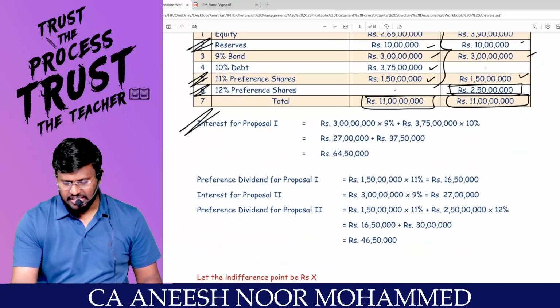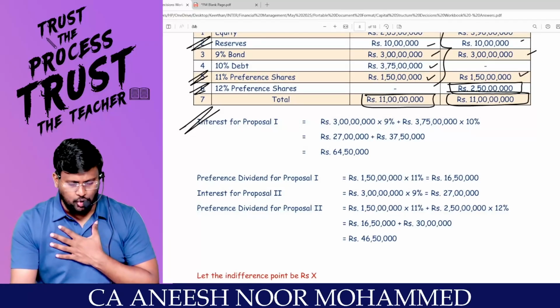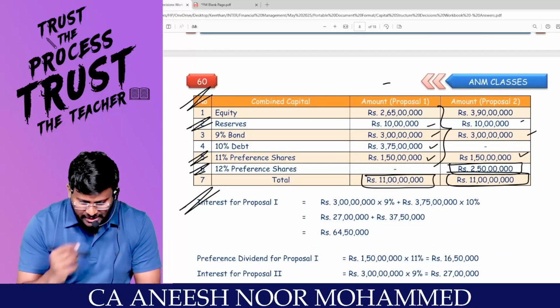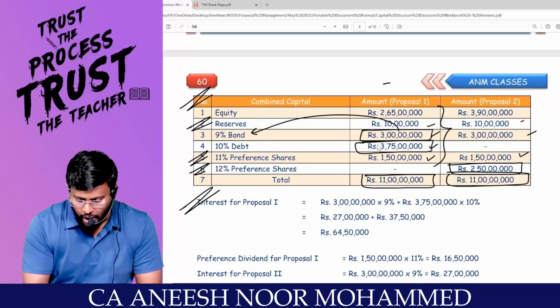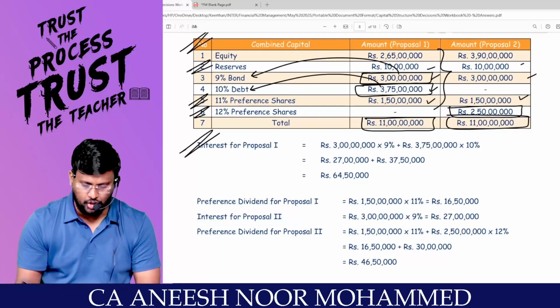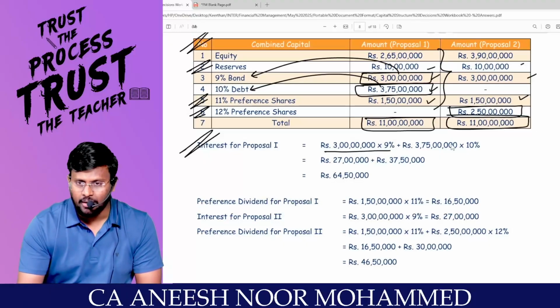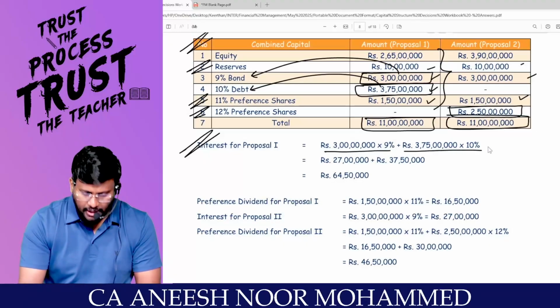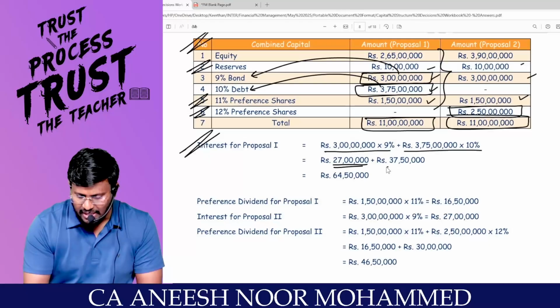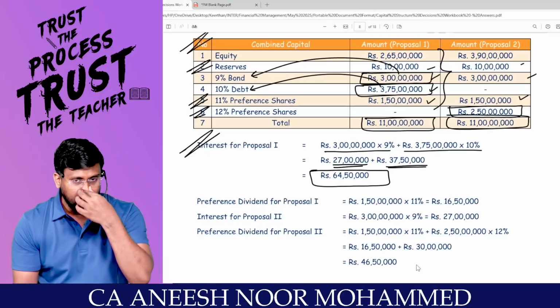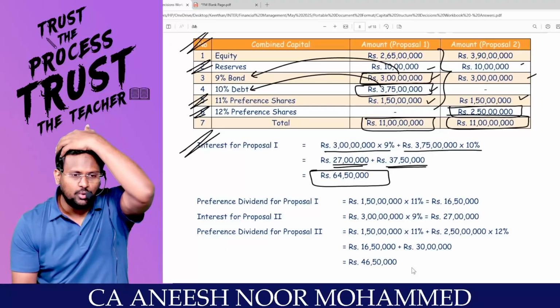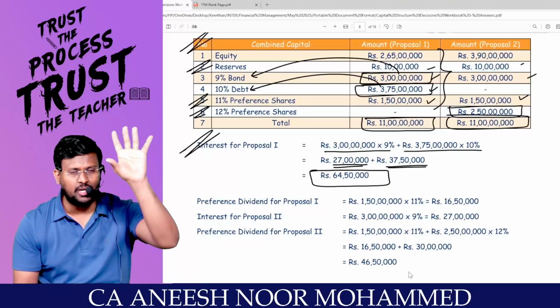What is the interest for proposal number 1 that I am supposed to pay? Interest means 3 crore into 9% and 3.75 crore into 10%. So 3 crore into 9% plus 3.75 crore into 10%. Total comes to 27 lakh and 37 lakh 50,000, which comes to 64 lakh 50,000. I should pay this as interest if I am going through proposal number 1.